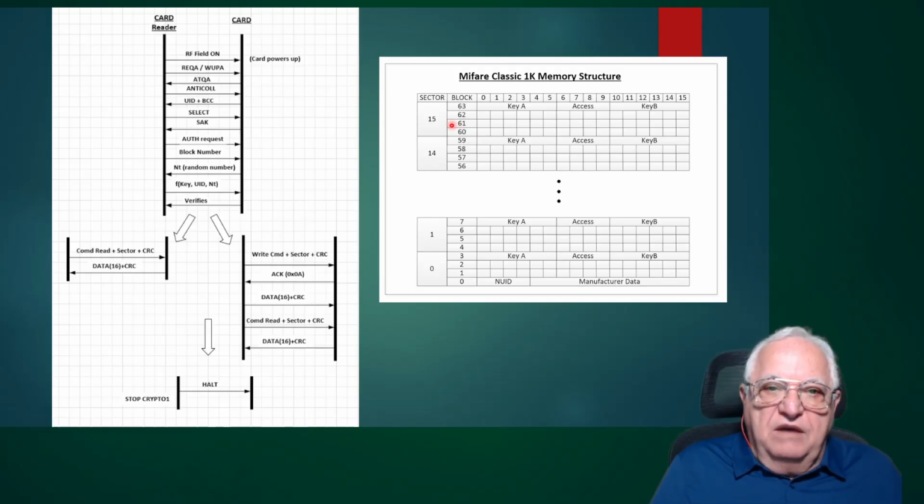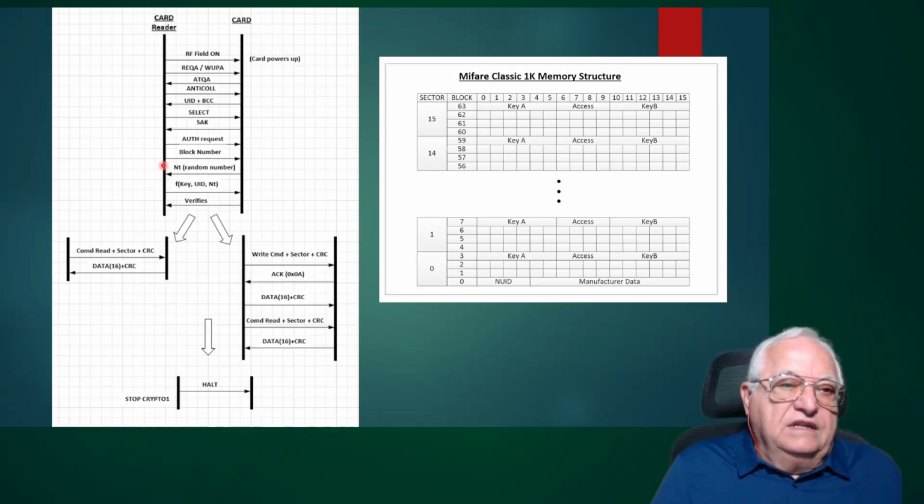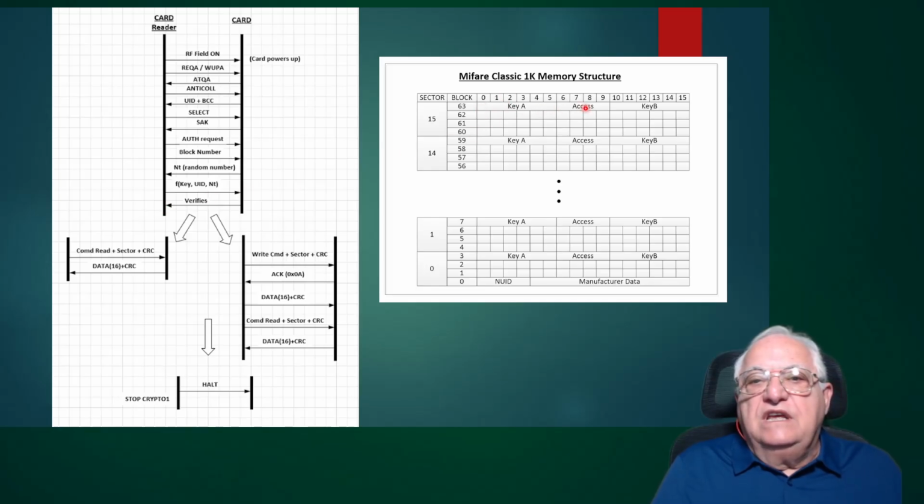So then you send the block number, and the tag will reply with a random number, which the reader uses in an equation that combines the key, UID, and the random number, and sends it back to the tag or the card. And the card verifies that it gets the same number when it's running through the equation, and then signals, okay, we've verified.